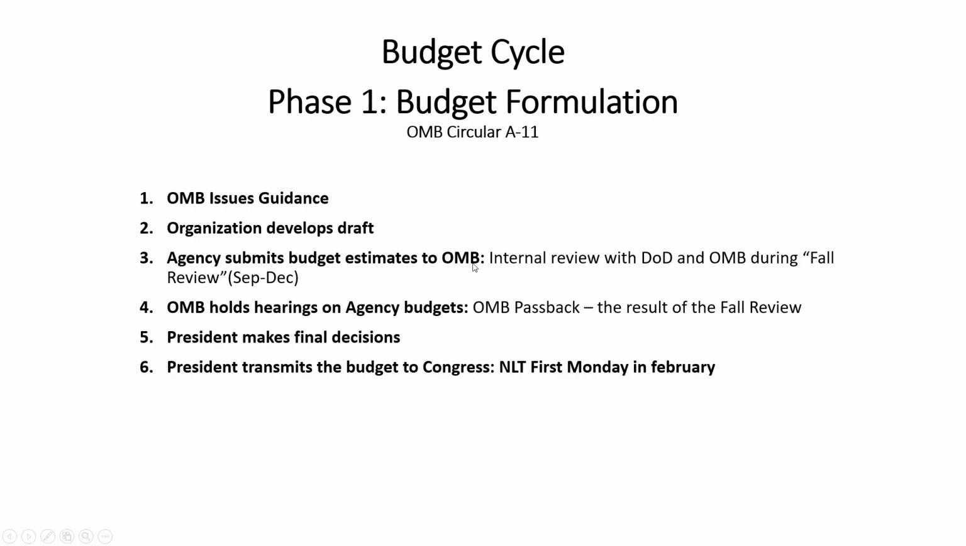And OMB is the resource manager, for lack of a better word, for the executive branch, chief financial officer. So once they submit their estimates to OMB, they have a sit down. DOD and OMB will sit down to discuss this budget estimate during the fall review, typically between September and December of each year. So OMB holds hearings on the agency's budget. And then finally, when OMB makes a decision on what they're going to send forward or send to the president for review, OMB issues a passback. That's the result of the fall review.